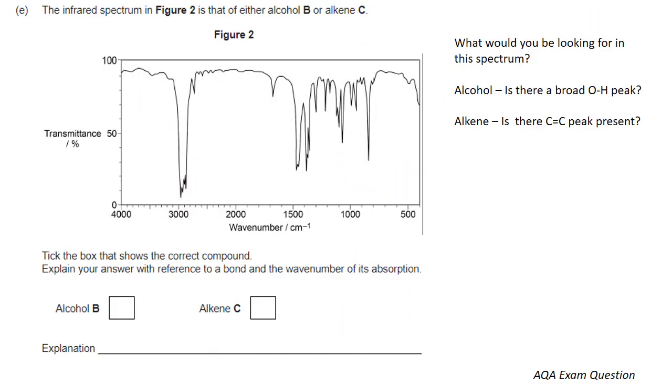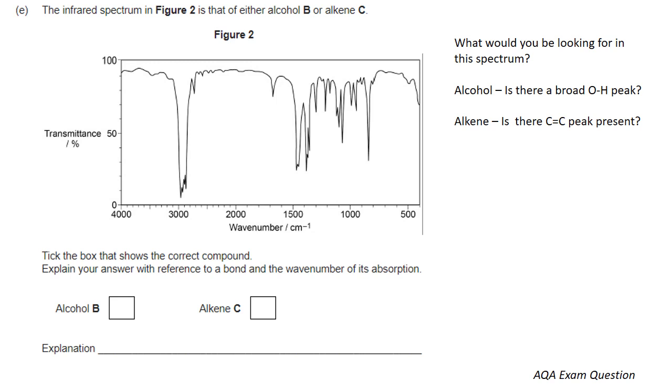So I thought I'd take a few exam paper questions. These are all from AQA. So we have an infrared spectrum here, and we're told that it's either an alcohol or an alkene, and you've got to pick one of those and explain your answer, and this is probably worth 1 mark in the exam.